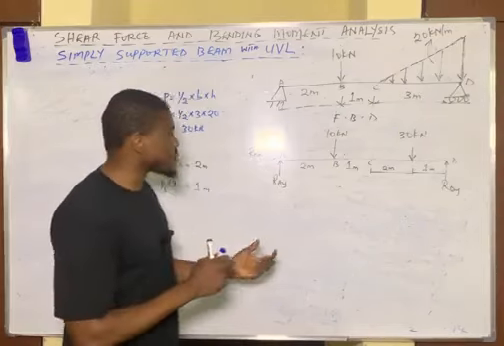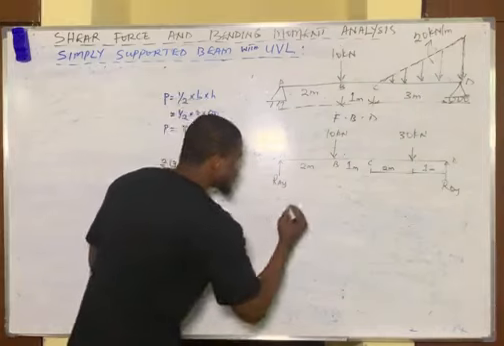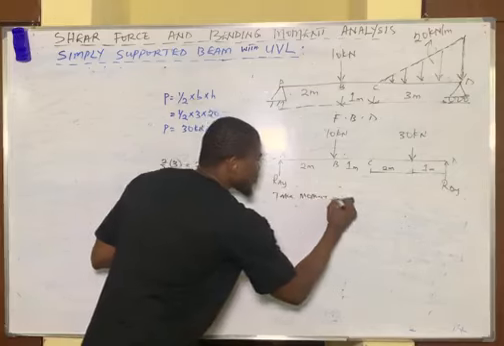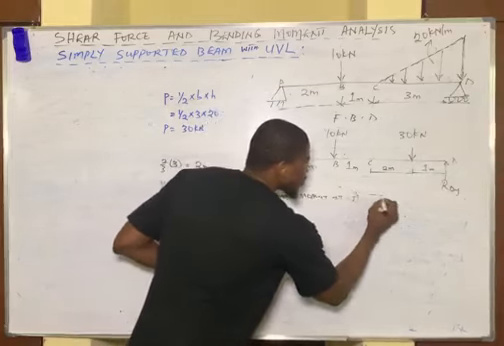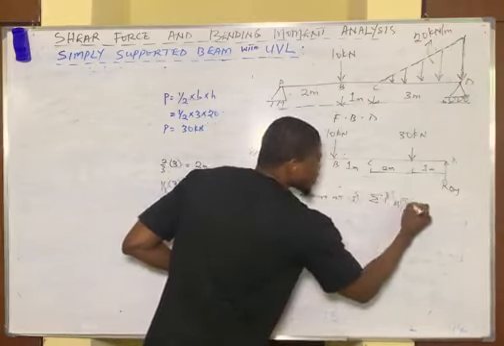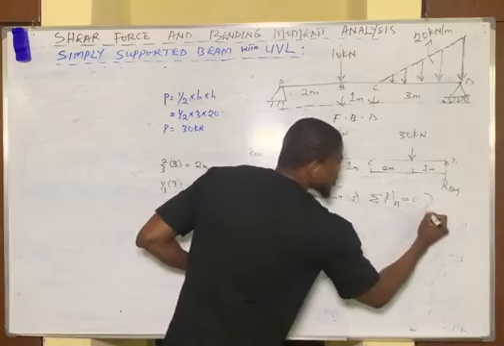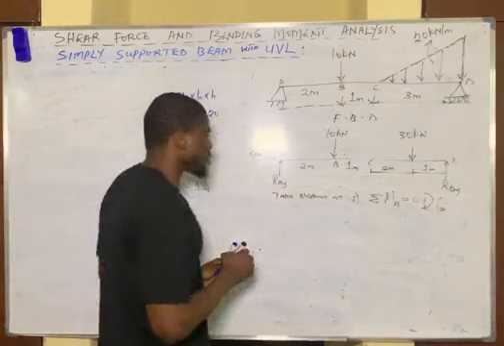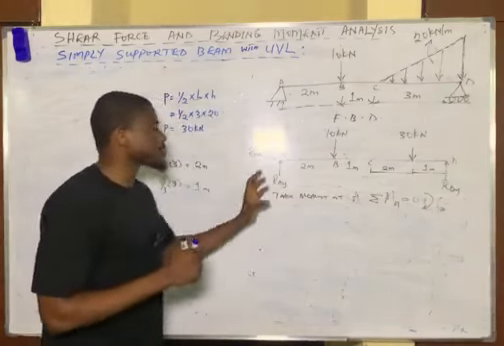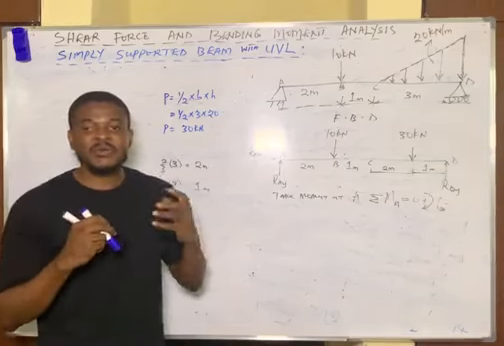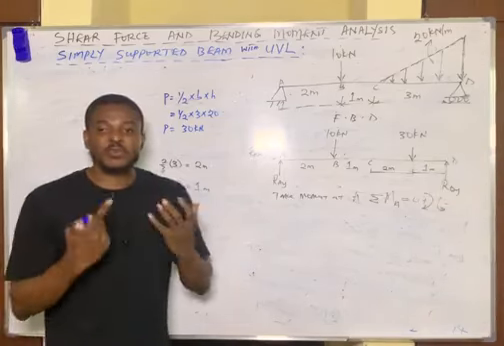So first, let's take moment at point A. So summation of moment at point A is going to be taken as 0. We consider clockwise moment as positive, anti-clockwise moment as negative. Now, if you take moment at point A, moment simply means force times the perpendicular distance which the force makes about the point of moment.